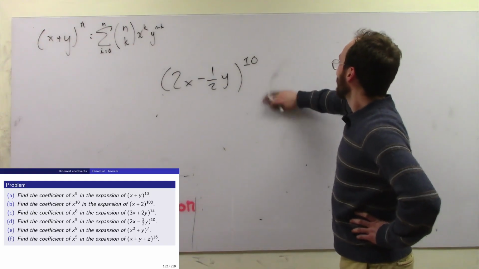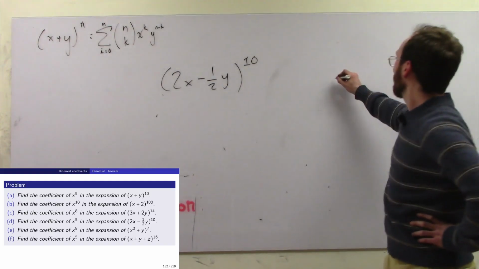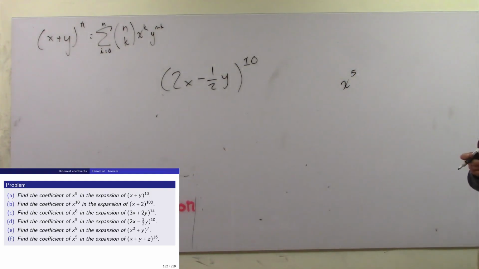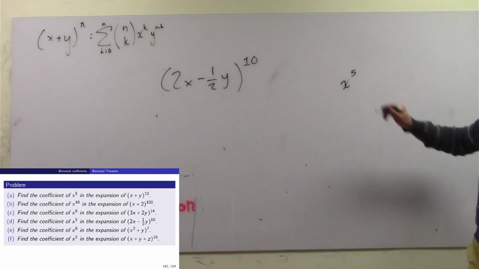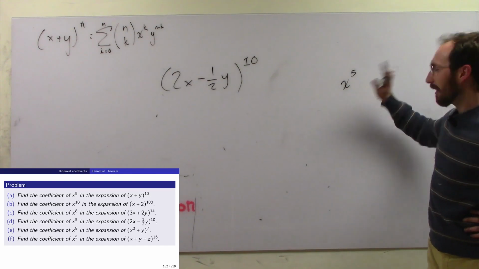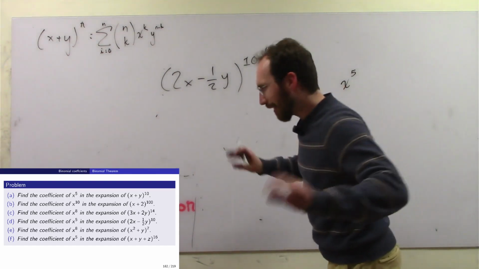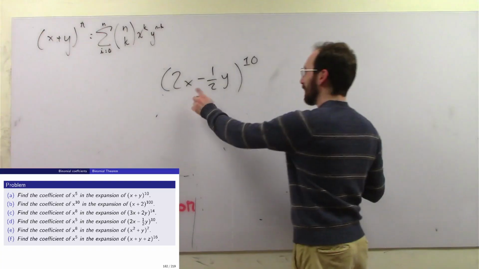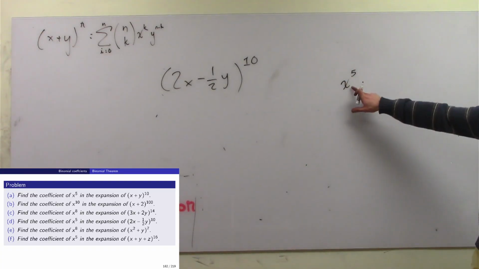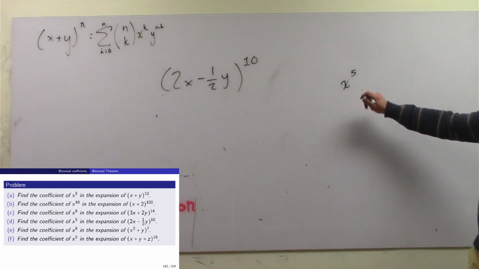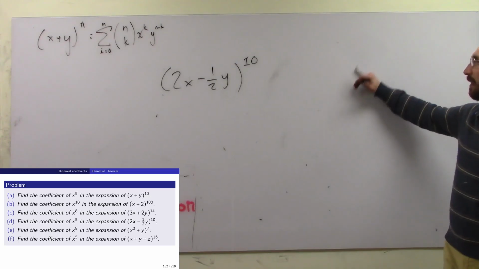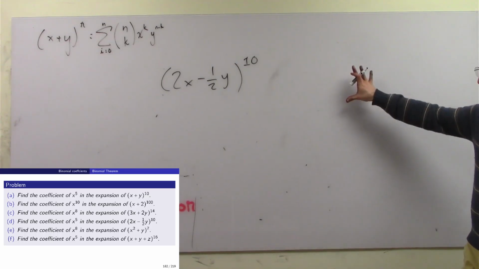So what is the coefficient of x to the 5, everybody? Oh, well, that's the issue. For some reason, I'm forgetting. Okay, we got this, I swear. All right. 2x minus 1/2 y raised to the 10. We want the coefficient of x to the 5. Okay. So let's wait before we get to that.